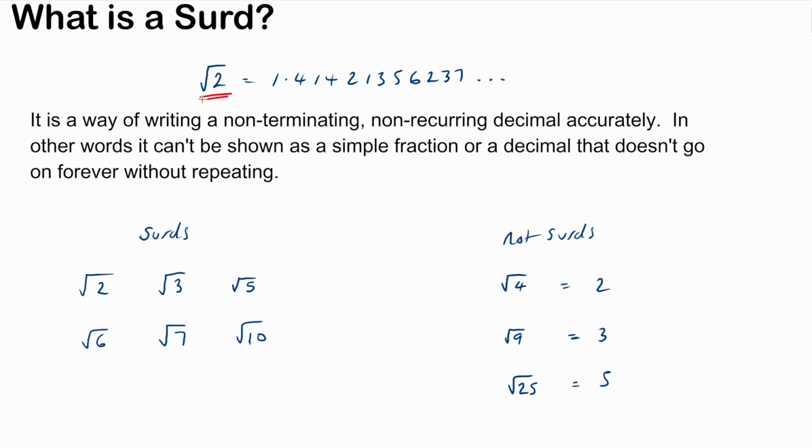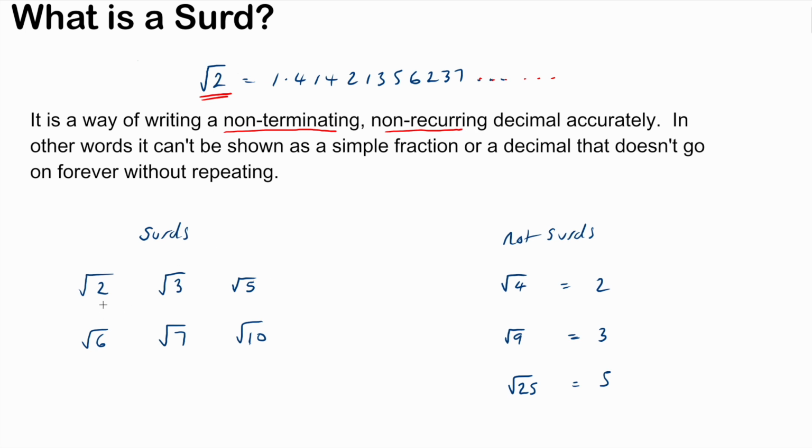If you look at it here and you put it in your calculator, you'll get 1.414 and that number continues on. It actually carries on and on. It's a non-terminating decimal. Also, the numbers don't repeat. In other words, it's non-recurring. So a surd is the way of writing a decimal accurately, whereas it doesn't terminate and it doesn't recur.